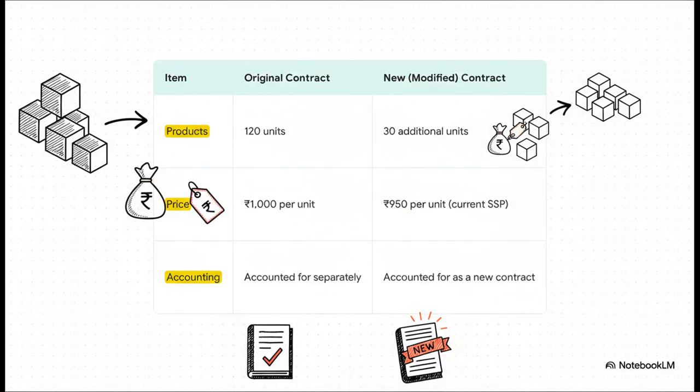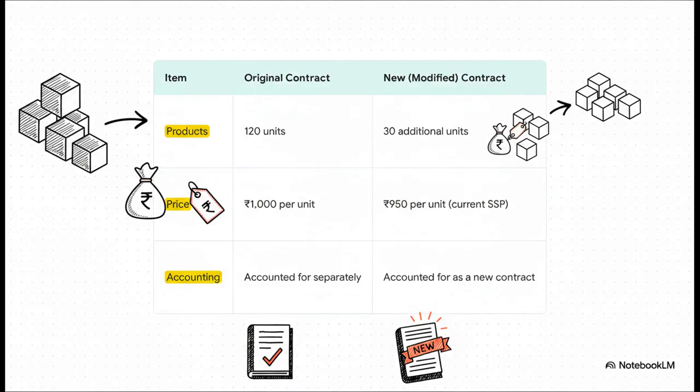Let's look at a quick example of how cleanly this works. Imagine your original deal was for 120 units. Then, the client adds an order for 30 more. Now, because those 30 units are distinct, you could sell them separately, and their price of 950 rupees is their current standalone price, it passes our two-part test. So what do you do? You just continue business as usual for the first 120 units, and you start a completely new contract for those extra 30.